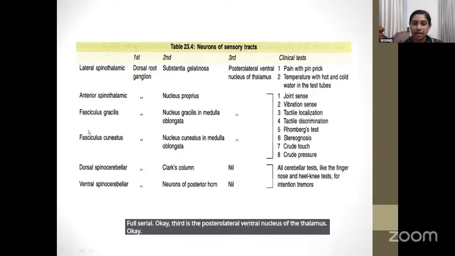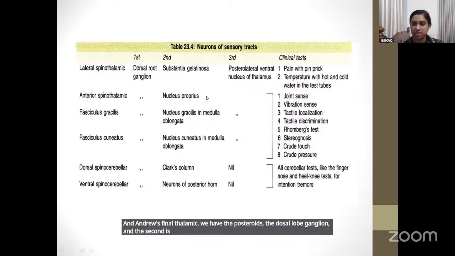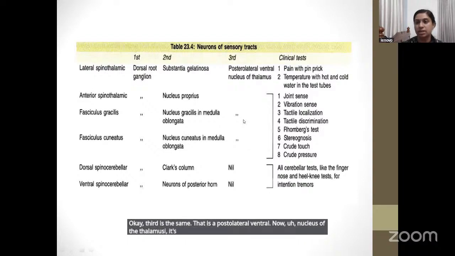In the anterior spinothalamic tract, the first order neuron is the dorsal root ganglion, and the second is the nucleus proprius. The third is the same, the posterolateral ventral nucleus of the thalamus. The third order neuron is located in the thalamus.